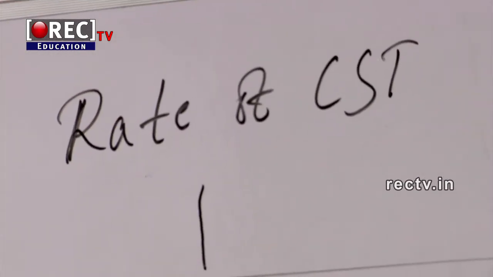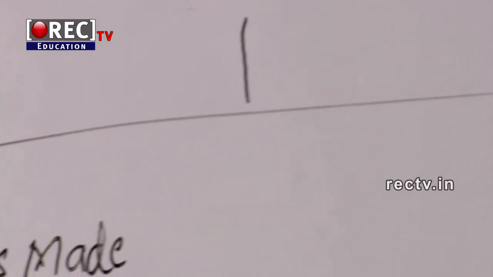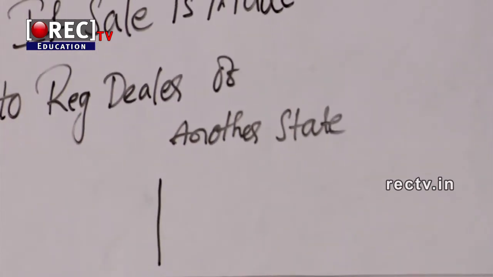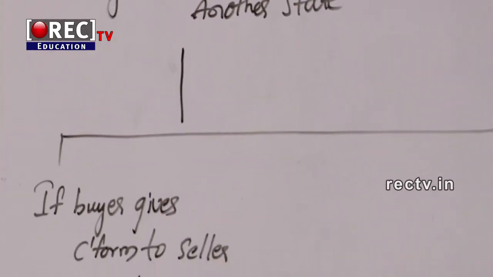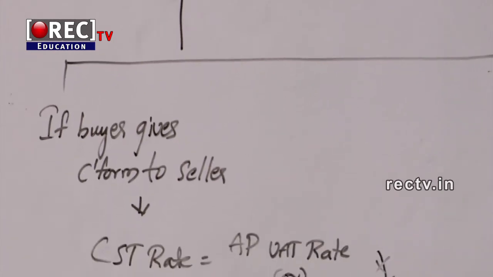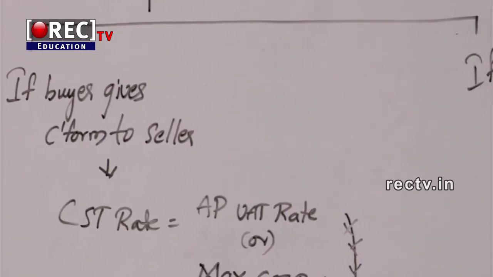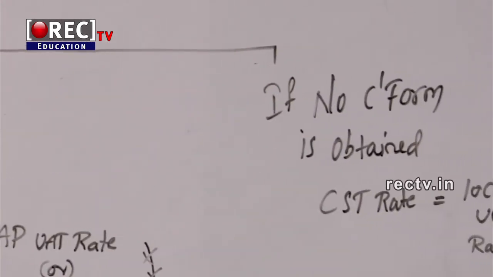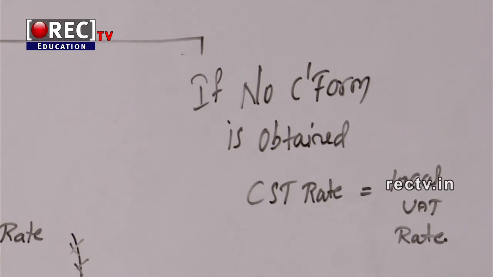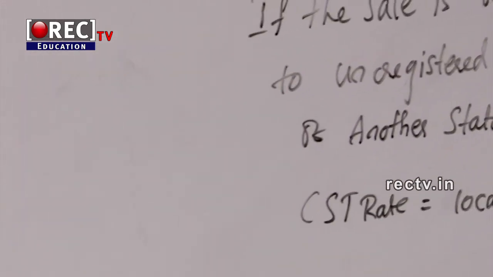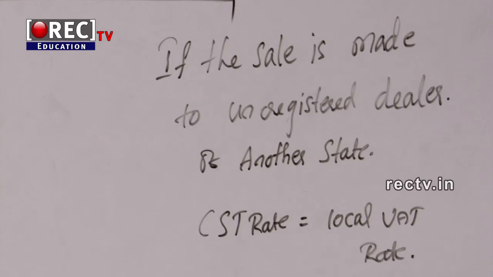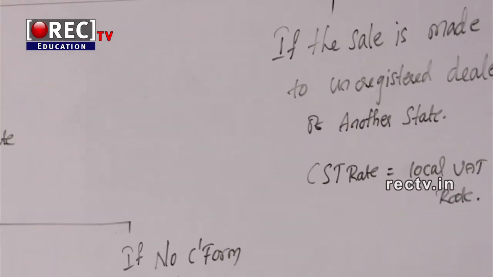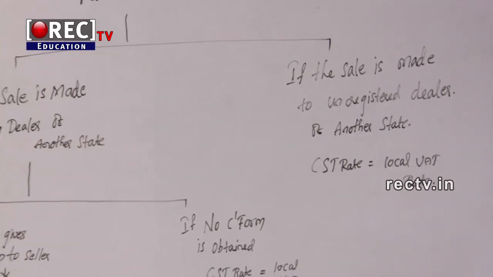Now, what is the rate of CST? If a sale is made to a registered dealer of another state and the buyer gives a C form to the seller, then the CST rate is the AP VAT rate or the maximum CST rate, whichever is lower. If no C form is obtained, the CST rate is equal to the local VAT rate. And if a sale is made to an unregistered dealer of another state, the CST rate is the local VAT rate. So consider this diagram.